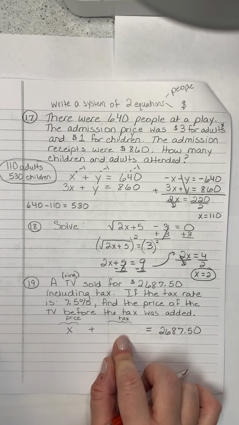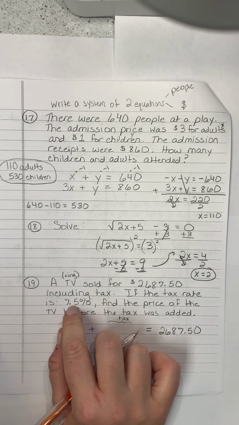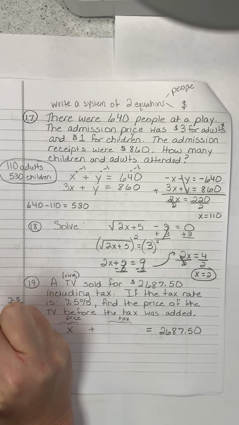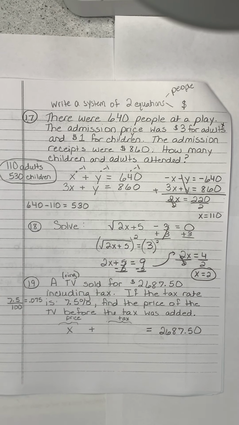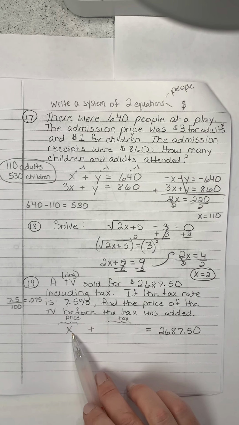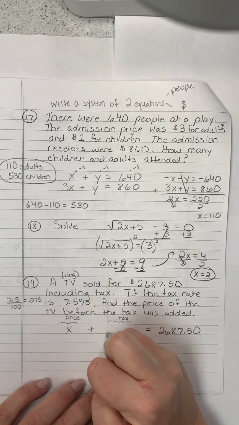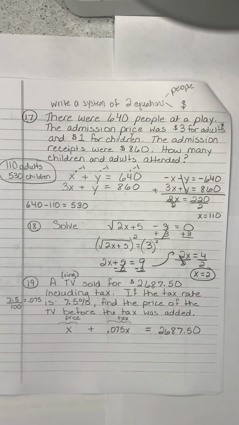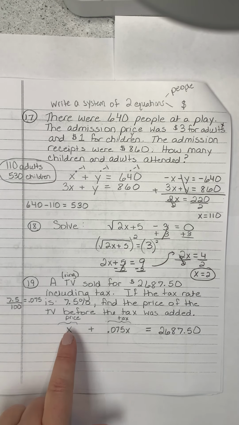Well, I'm not sure if you're familiar with tax, but what happens is they take the tax rate and turn it into a decimal. So we would take the percent, divide it by 100, and we would get 0.075. Okay, so we turned it into a decimal. Then to find the amount of tax, they multiply this by the price. So the amount of tax is that decimal multiplied by the price.